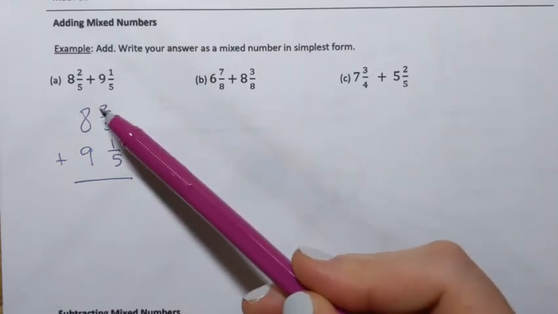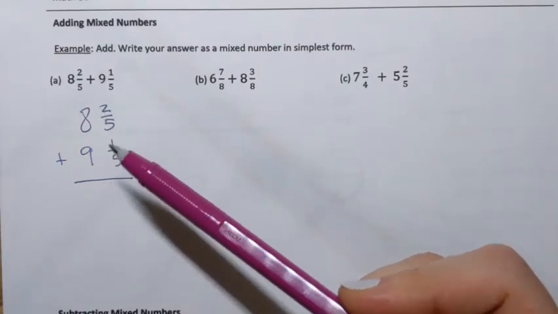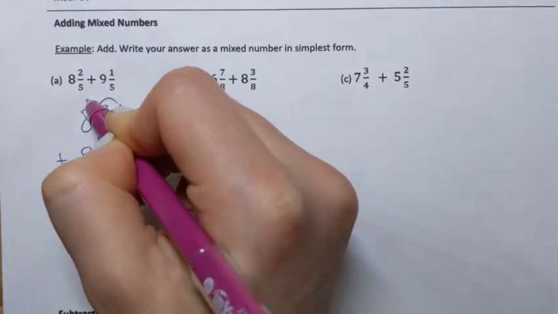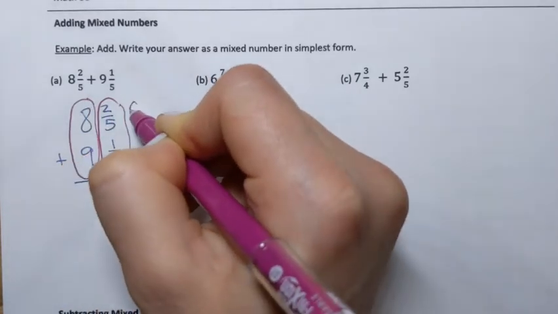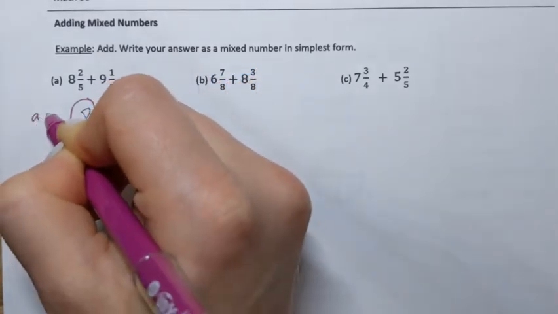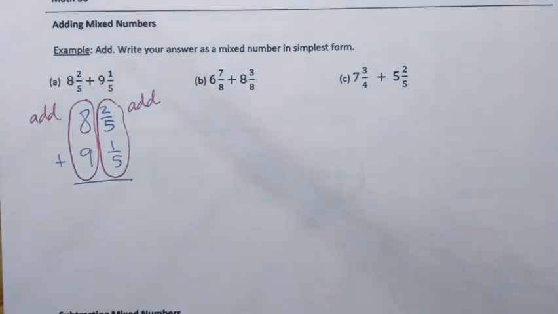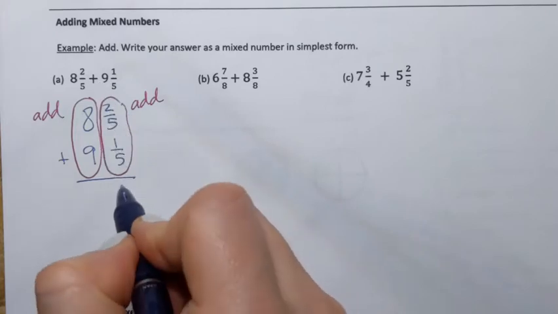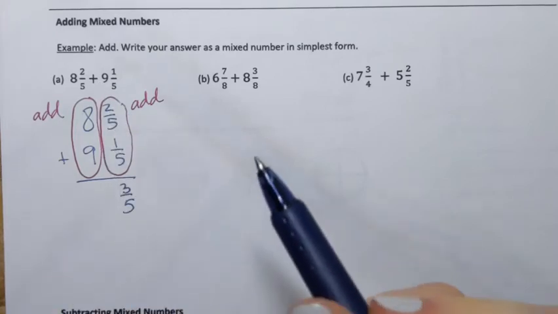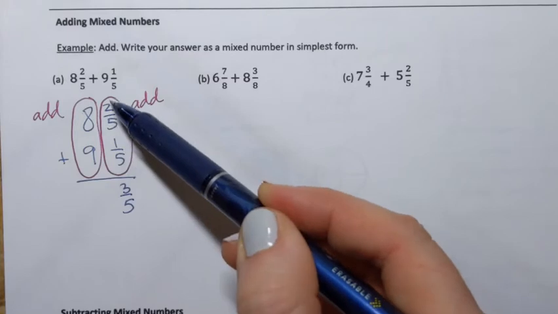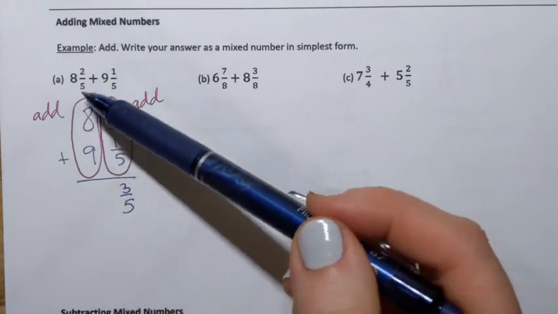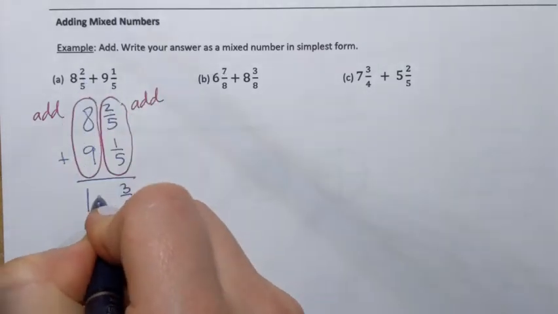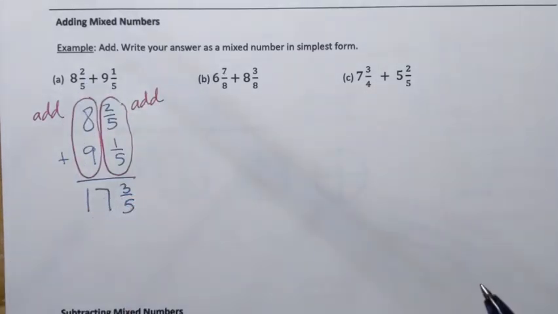Once you align mixed numbers vertically, you have to add fractions and you have to add whole parts. If I add those two fractions, 2 over 5 plus 1 over 5, I'm going to get 3 over 5. When we add fractions, we keep the denominator and we just add the numerators. And then when I add 8 and 9, I will get 17. And that will be the answer.